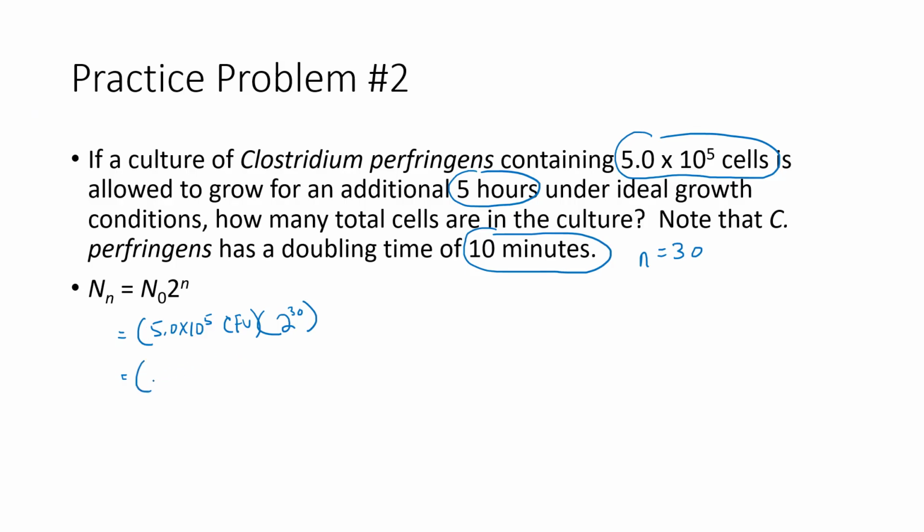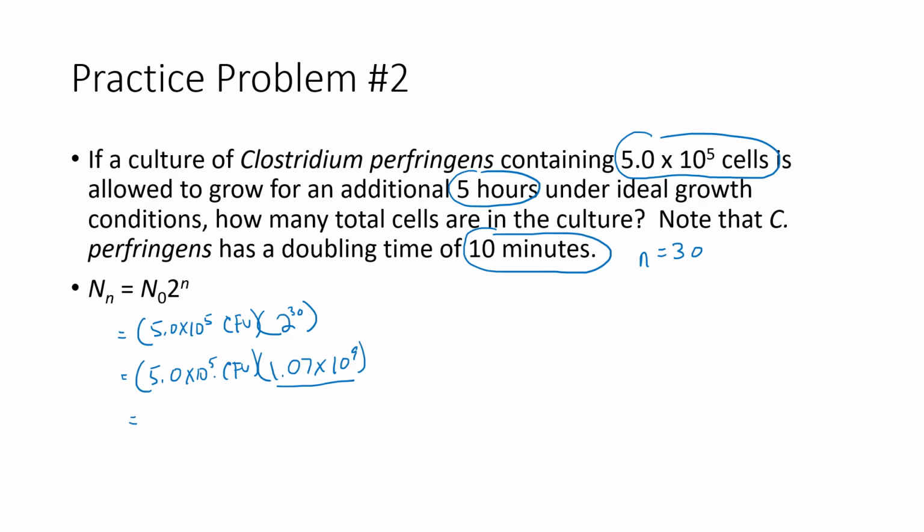So this would be 5.0 times 10 to the 5th CFUs times 1.07 times 10 to the 9th. Okay, so 2 to the 30th power is indeed 1.07 times 10 to the 9th.